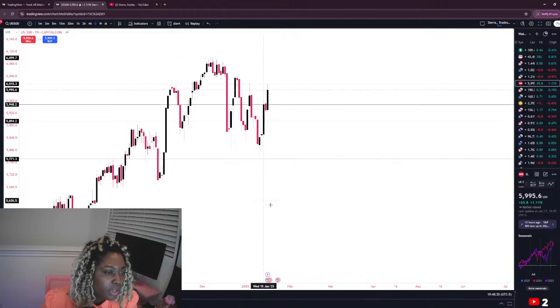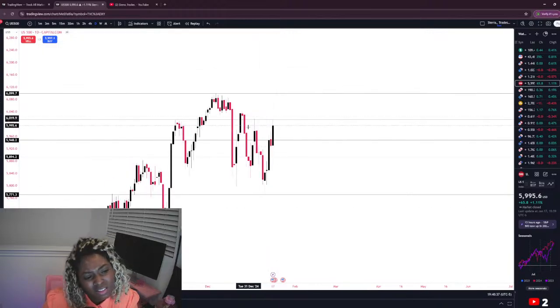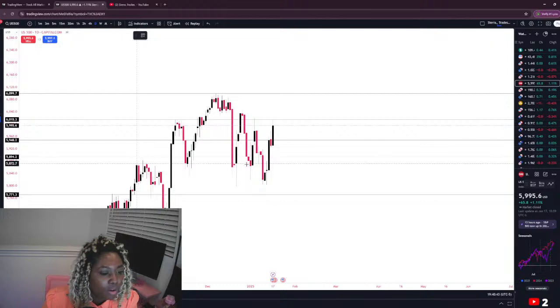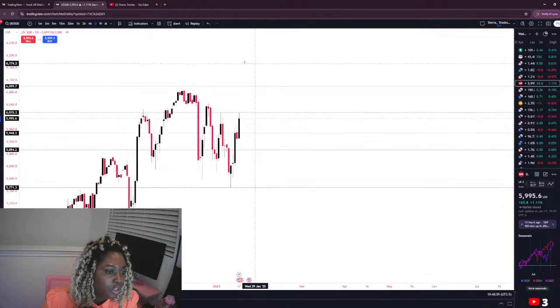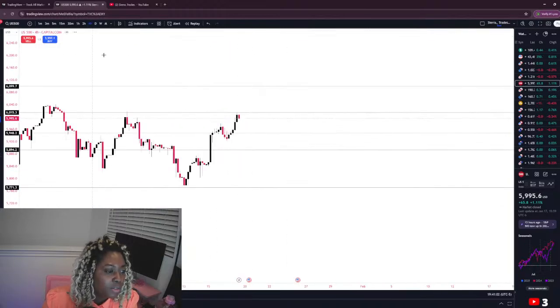So within this consolidation area, I see this fair value gap right here. I want to see how close the 50% is to my levels. This is really close to my weekly 50%. If it comes here, it has to come to my weekly 50%. So I'm not going to use that one. I'm going to stick to my weekly.